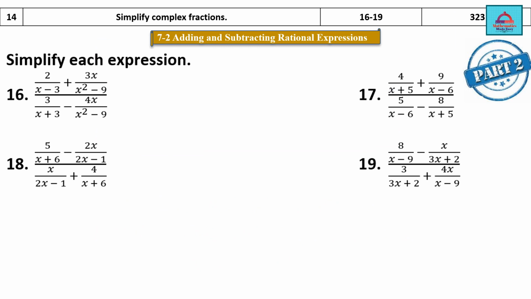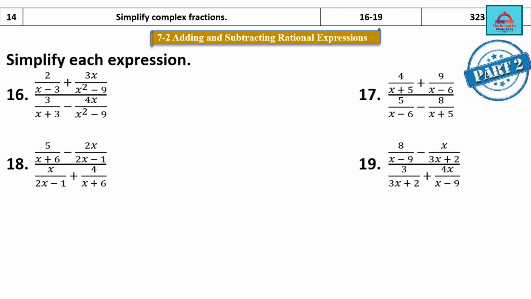Let's do question number 14. This is on simplifying complex fractions. So in questions 16, 17, 18 and 19, the four kinds of questions that you see here are complex fractions. A complex fraction is a fraction which has the numerator also as a fraction and the denominator also as a fraction. So this is actually a rational expression with the numerator and denominator being fractions. Such expressions are called complex fractions.